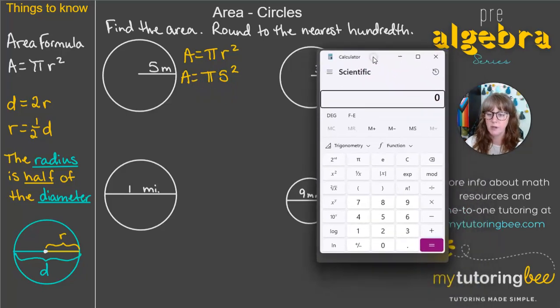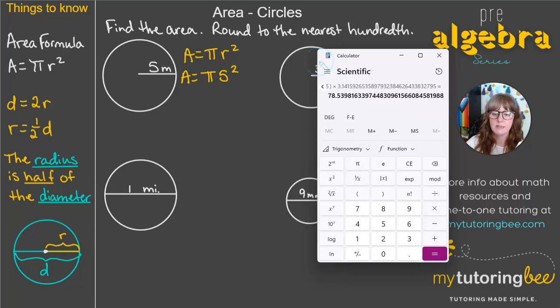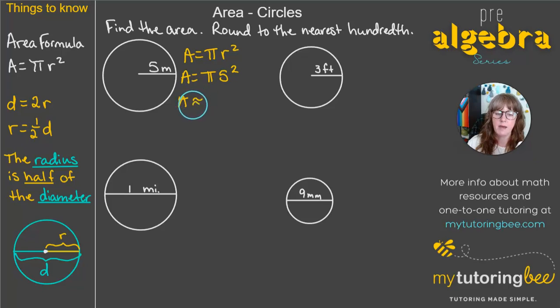So let's go ahead and pull up our calculator here. I'm going to do 5 squared, so that gives me 25, and then multiply that times pi. So we get 78.539. Now our directions did say to round to the nearest hundredth, so that 9 is going to inform us what to do with the hundredths place, so we're going to bump that up to a 4. So we get 78.54. So our area equals about 78.54 meters squared.